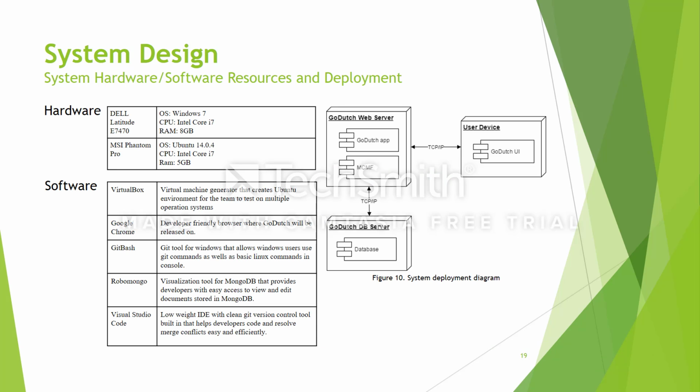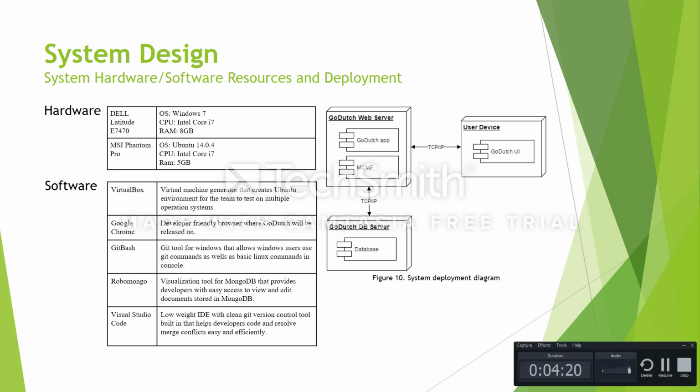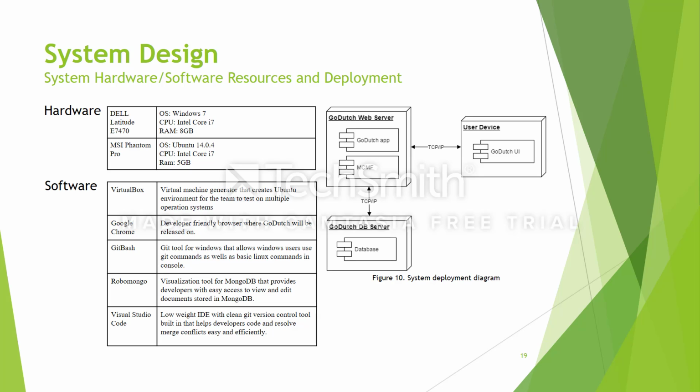Here are the system hardware software resources and deployment diagram. For the development of GoDutch, we used VirtualBox to create different environments, and Google Chrome, which is our target browser, Git Bash that allows Windows to run Linux command lines to ease our development process, RoboMongo to help us visualize MongoDB, and Visual Studio Code that helps developers code and resolve merge conflicts easy and efficiently.